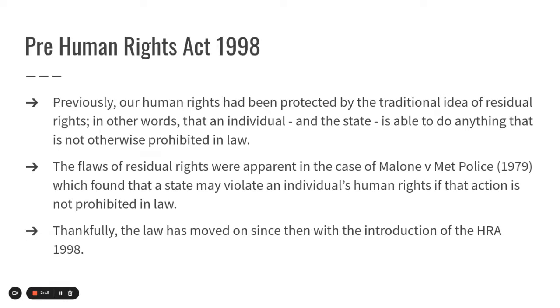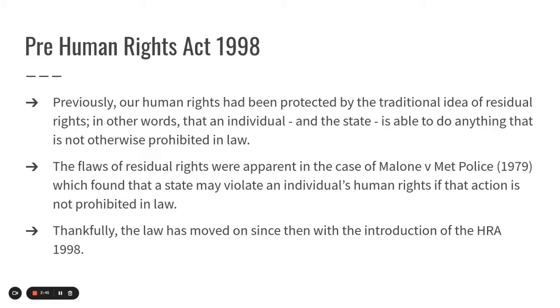Before we go straight into the Human Rights Act, though, let's have a look at what life was like before 1998. Previously in the UK, our human rights were protected by the traditional idea of residual rights. In other words, an individual is able to do anything that is not otherwise prohibited in law. The same goes for the state. The state is allowed to do anything they want as long as it's not prohibited in law.